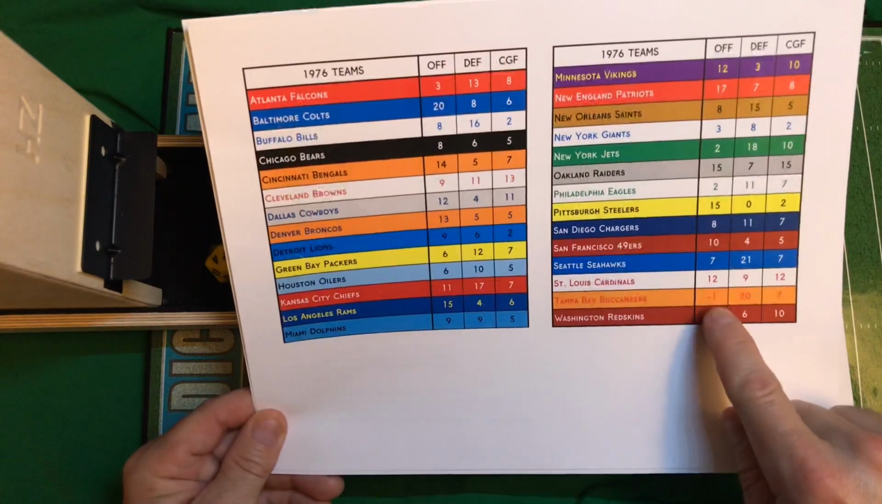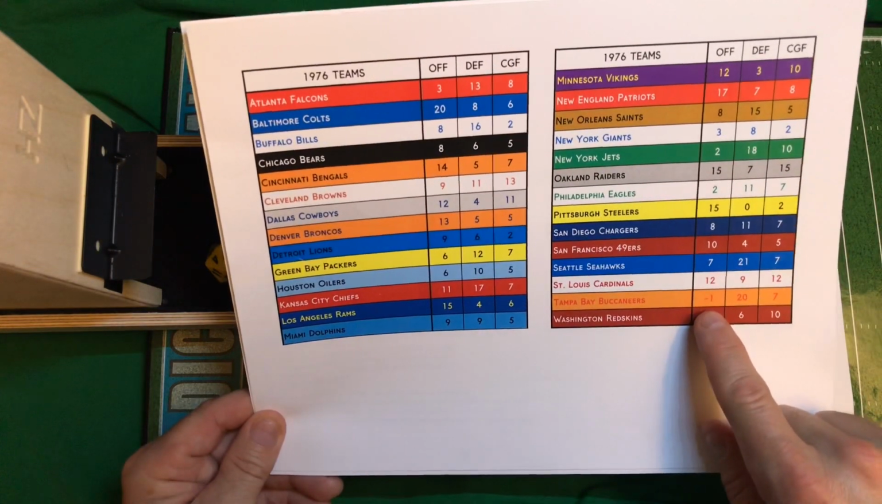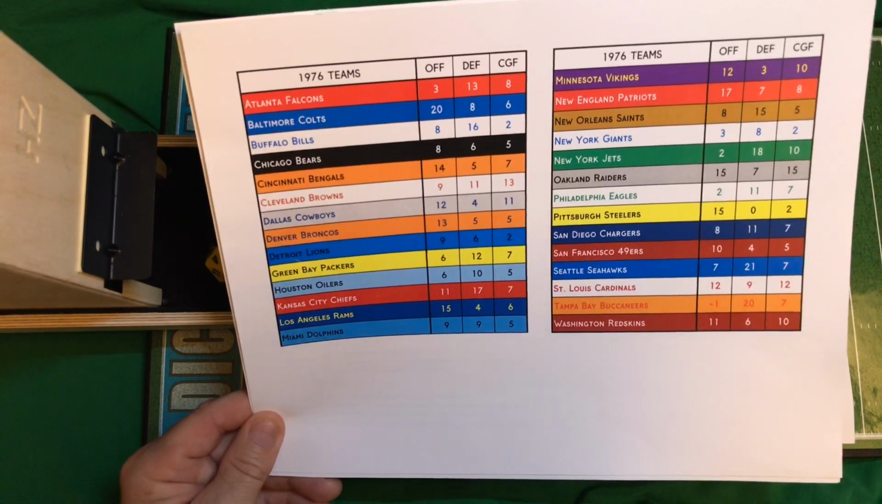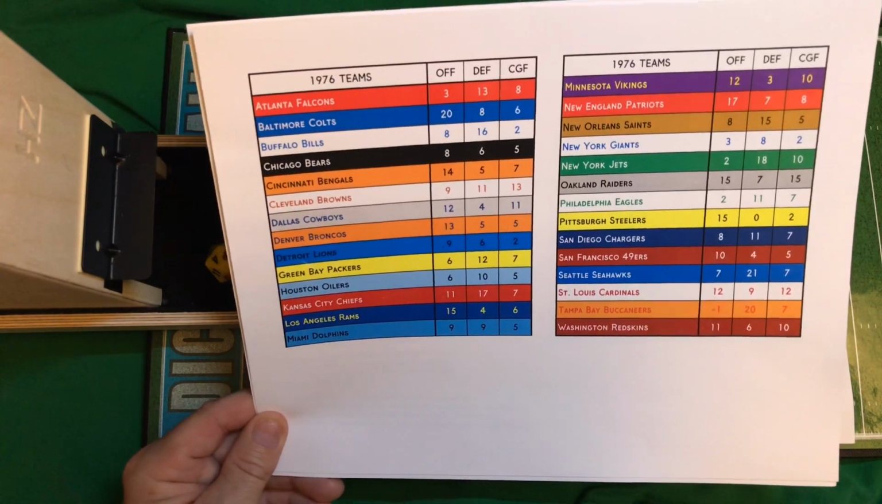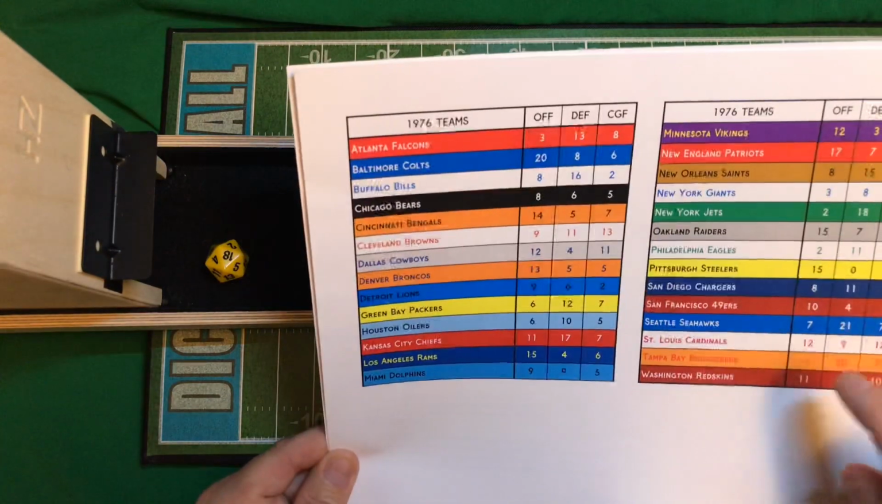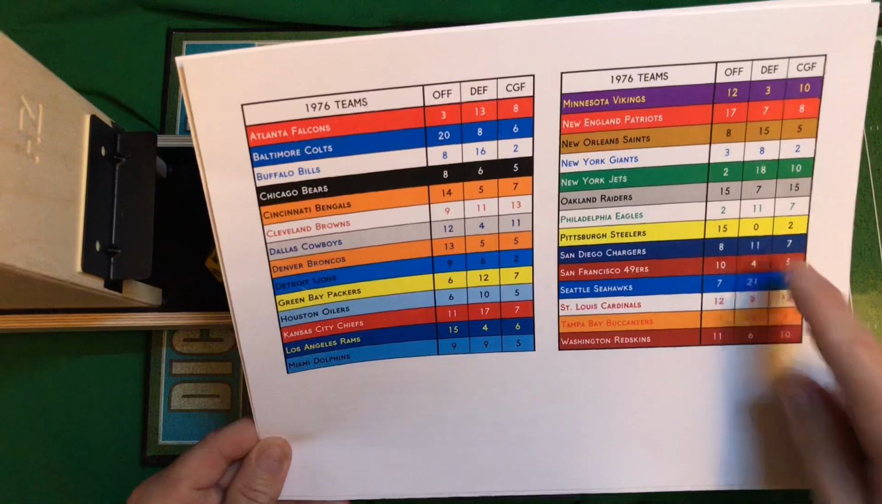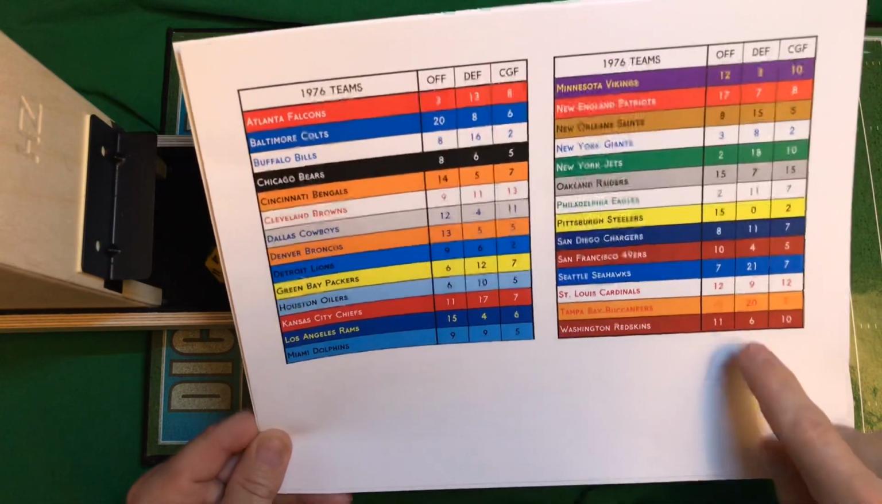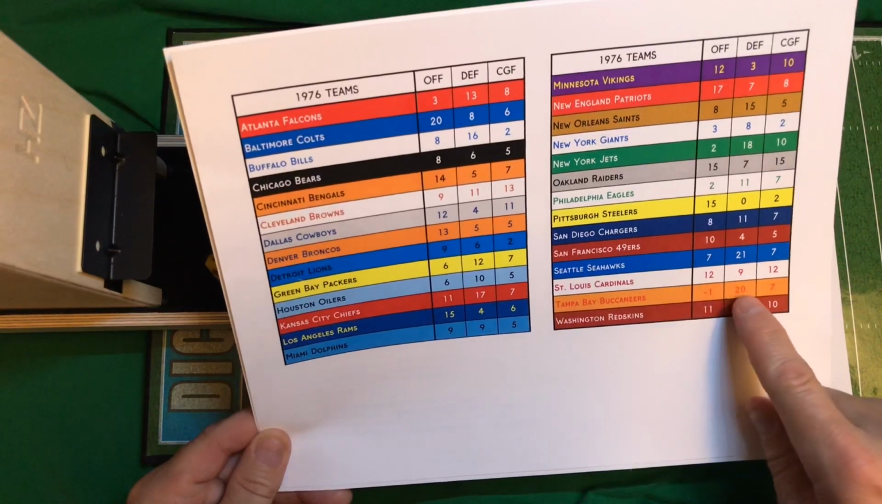And I'm going to be playing the Tampa Bay Buccaneers. You can see -1 offense. You want a high offense, and you want a low defense. As you can see, a team like Baltimore, a nice 20 offense and 8 defense is good. Also Pittsburgh, 15 and 0, the Steel Curtain defense there in '76. So Tampa Bay is the worst. They are -1 and 20.